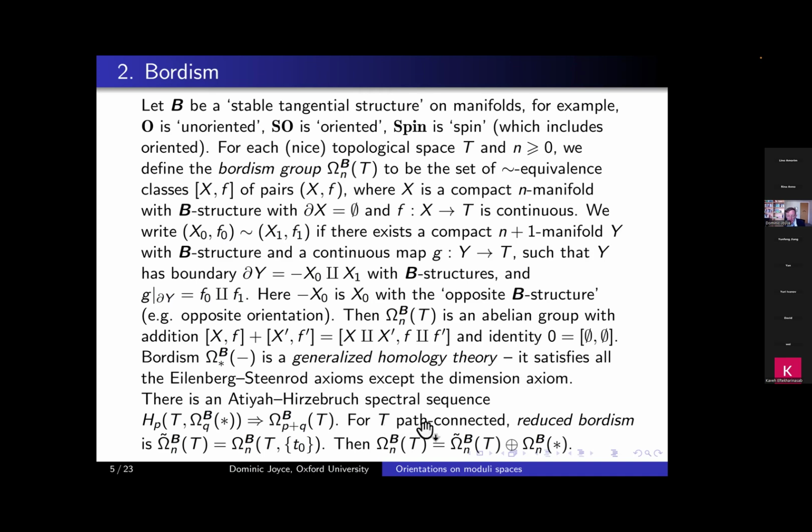If T is path connected, then the reduced bordism, okay, because it's a homology theory, there's also a relative homology theory version of it. Reduced bordism, which I'm going to write with a twiddle, is the relative bordism of T relative to some choice of base point, it doesn't matter which. And then in this case, there is a natural splitting. So ordinary bordism of T is the direct sum, canonically, of the reduced bordism of T and the bordism groups of a point.